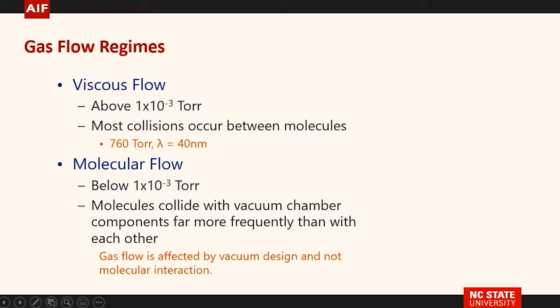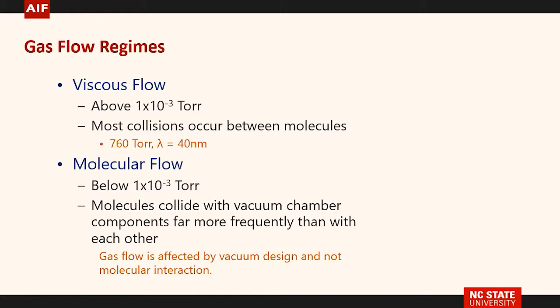Let's talk about the difference between the gas flow regimes. There are two types. One is viscous flow. That means it's above 10 to the minus 3 torr.